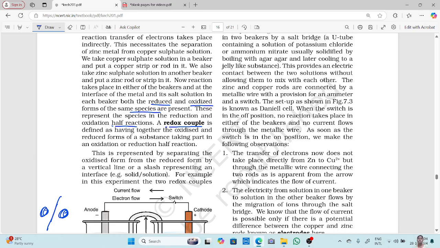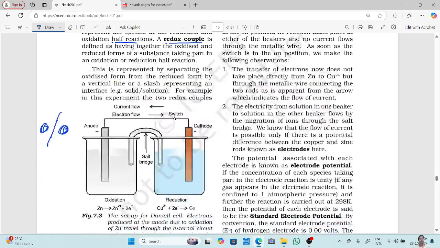Now the zinc and copper rods are connected by a metallic wire with the provision of an ammeter and a switch. Now you have connected both the solutions, and now you have to connect both the rods. Both the rods are connected using a metallic wire, to which you add a switch, and an ammeter is provided. Now the setup shown is called a Daniell cell. This entire setup is called a Daniell cell.